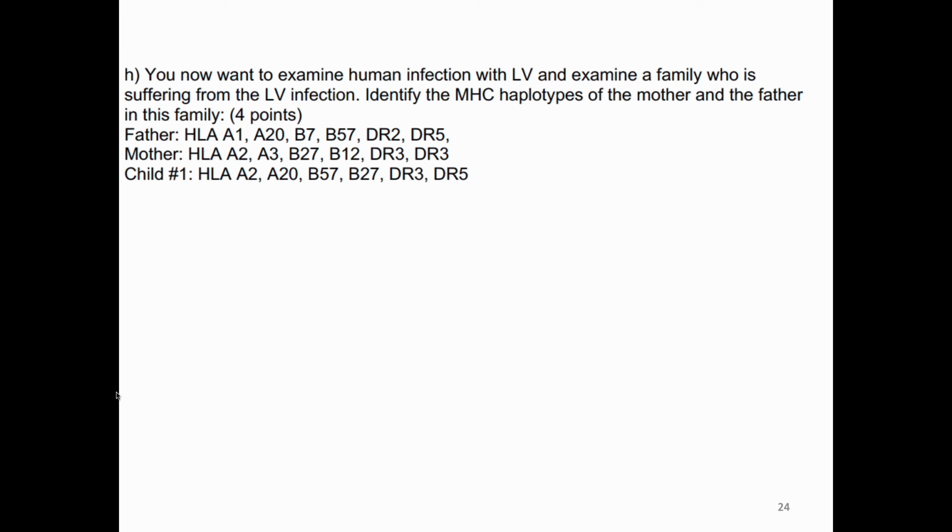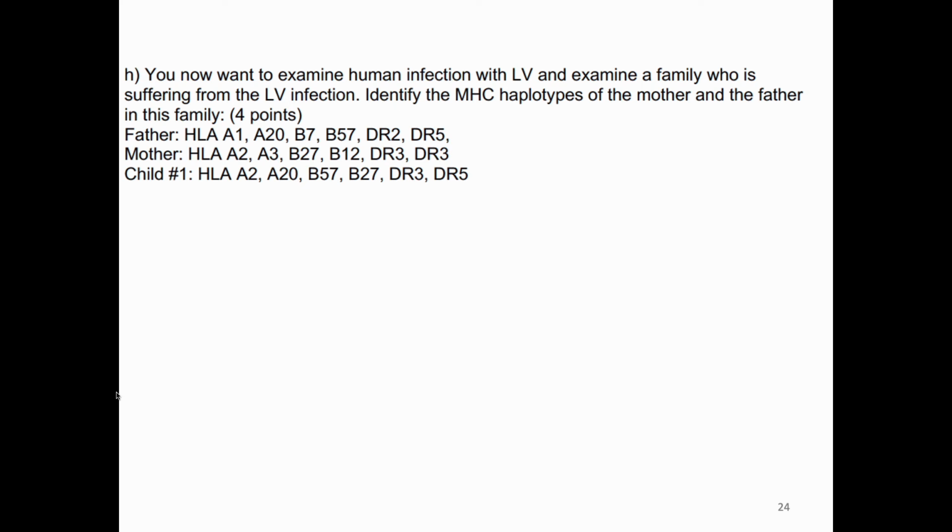And we can say, well, mom's other haplotype must be A3, because that's the one that's left for her A's. And B12, because that's the one that's left for her B's. And DR3. I clearly got tired of making up different ones, so sometimes I repeated them when I was making this up. And so that would be half of the answer here.